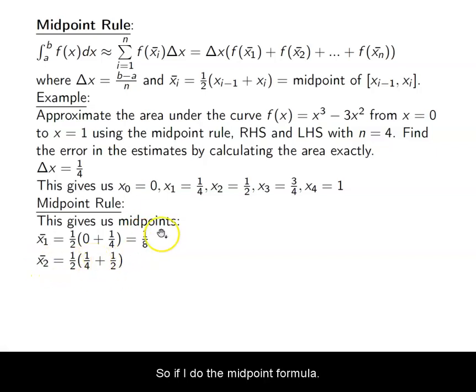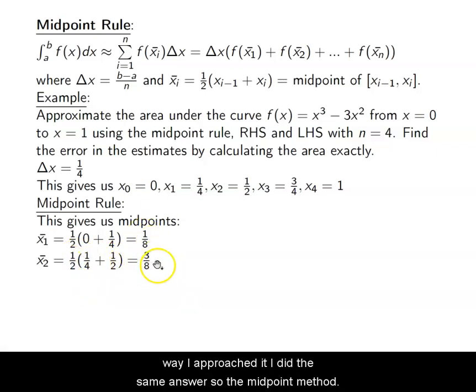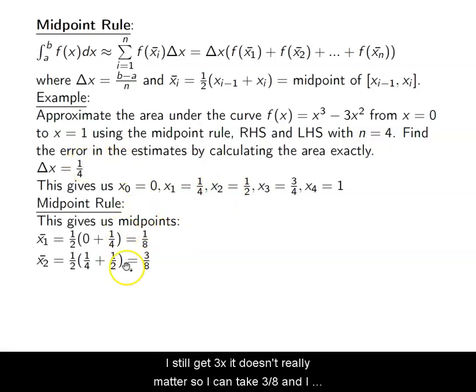So if I do the midpoint formula, I get 2/4. So that turns into 3/4 times 1/2 is 3/8. So you see, no matter which way I approach it, I get the same answer. So the midpoint method, by finding the midpoint between the 2 subintervals, I get 3/8. Or if I just took 1/8 and I add to that 1/4, I still get 3/8.